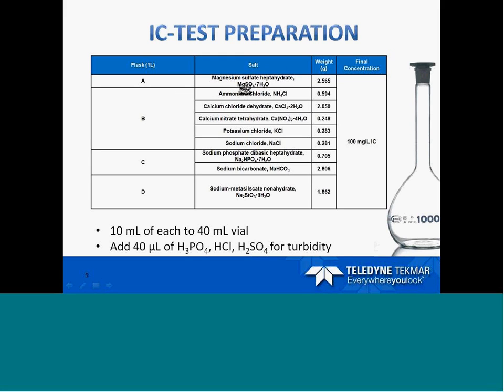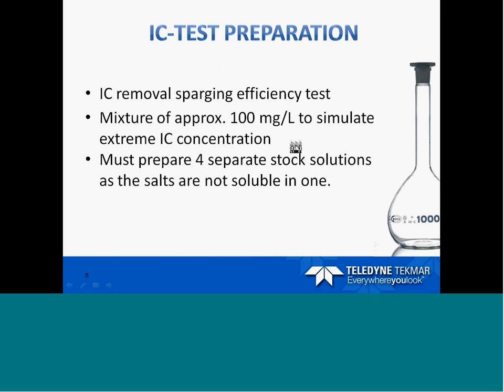So if we take each of these compounds and we make up a flask A, B, C, and D, which are straight from the method, and you add all of these in and make up a 1 liter flask, it actually comes to 102.5 milligrams per liter. So roughly around 100 milligrams per liter. And the reason that they do this is that they wanted the analysts to be able to simulate the most extreme inorganic carbon concentration possible.